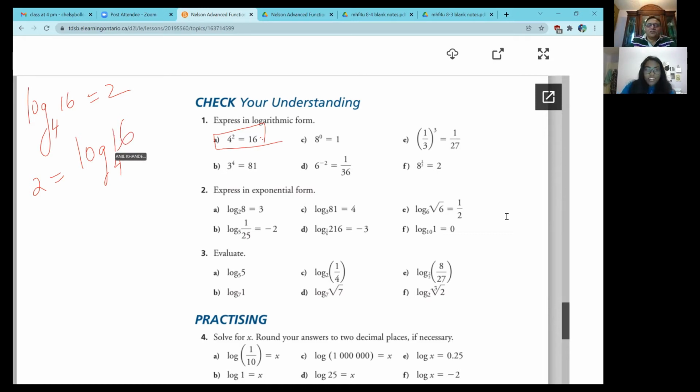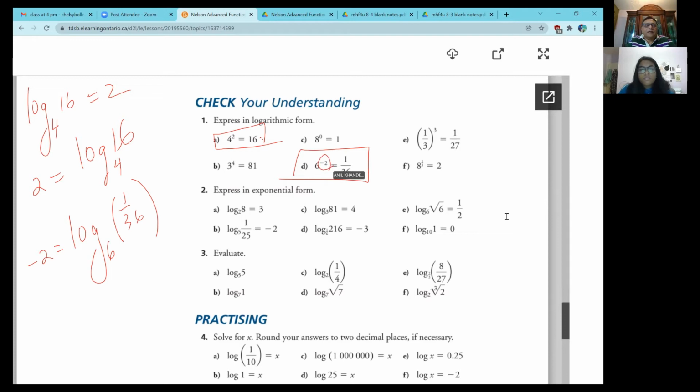Okay. Good job. Now, D, can you tell me what should this be written as? Wait one moment, sir. Base is 6. So always the base stays 4 for question A, right? Yeah. Okay. So, minus 2 equals log to the base 6 of that number. Is that clear? Yeah. Good.